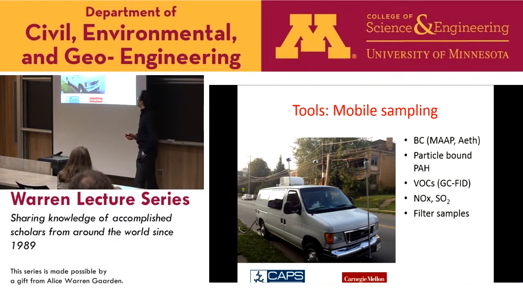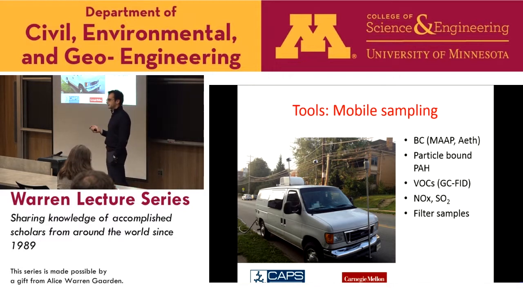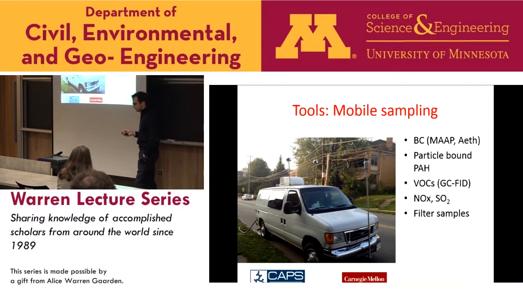So very briefly, again, I'm going to talk a lot about some mobile sampling that we did in Pittsburgh. We were focused on components of particulate matter, so black carbon and particulate-bound PAHs, polycyclic aromatic hydrocarbons. We looked at a suite of VOCs with the GC, measuring some criteria gases like NOx and SO2 and CO2, and some filter sampling, again, to get at PM components.